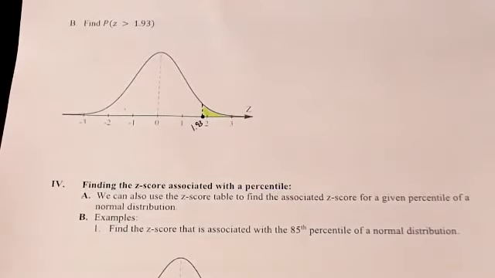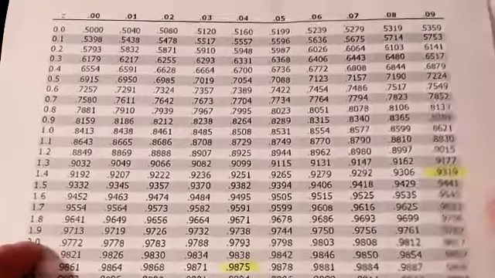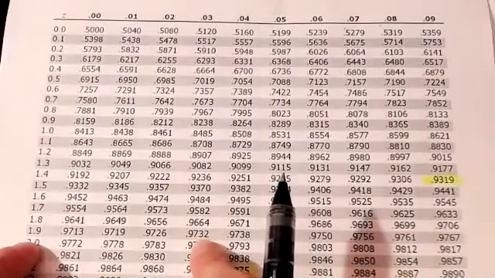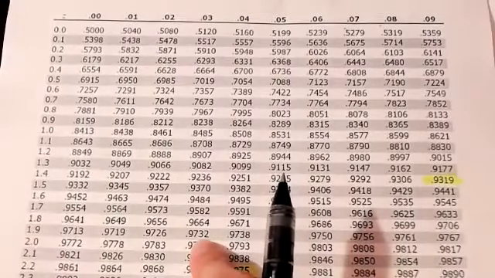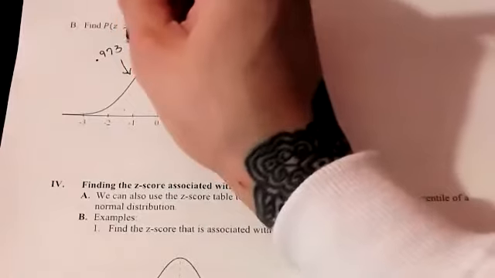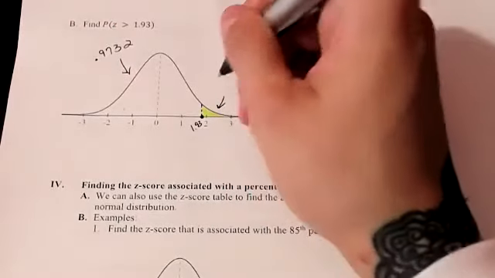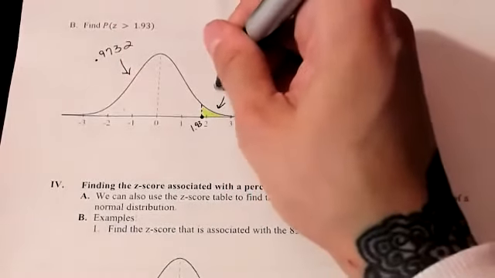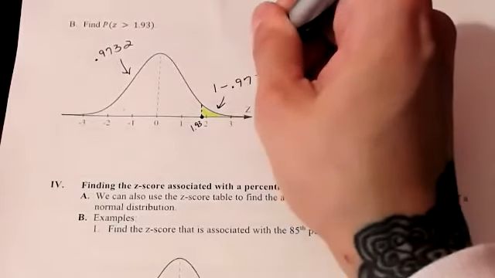I could do it one of two ways. I can find the area to the left first. So we use the positive side of our table. We look for 1.93, which is here. So that's 0.9732. That's to the left. So this side is 0.9732. The area to the right, which is what we're looking for, we can find by doing 1 minus 0.9732.